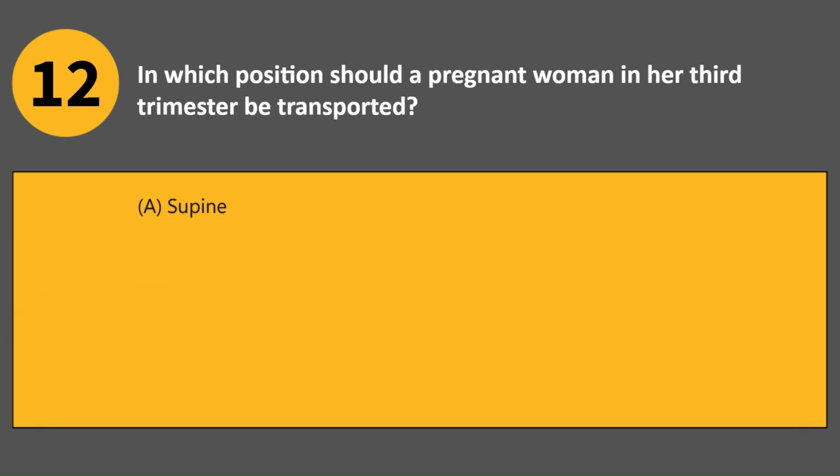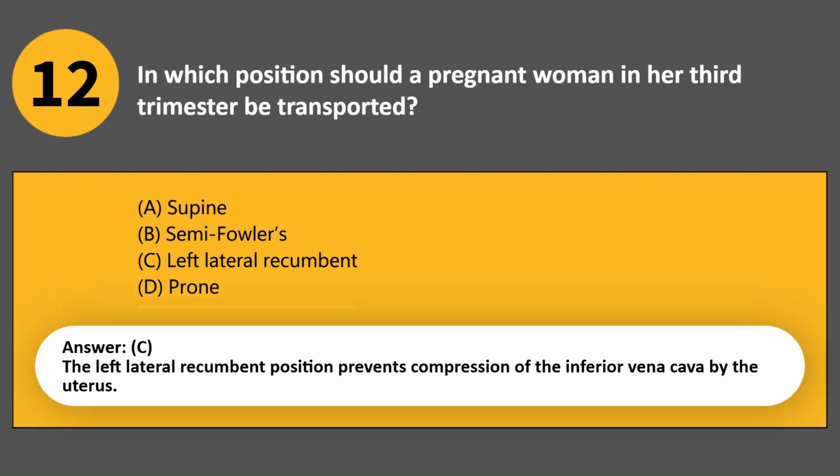In which position should a pregnant woman in her 3rd trimester be transported? A. Supine. B. Semi-Fowler's. C. Left lateral recumbent. D. Prone. Answer: C. The left lateral recumbent position prevents compression of the inferior vena cava by the uterus.